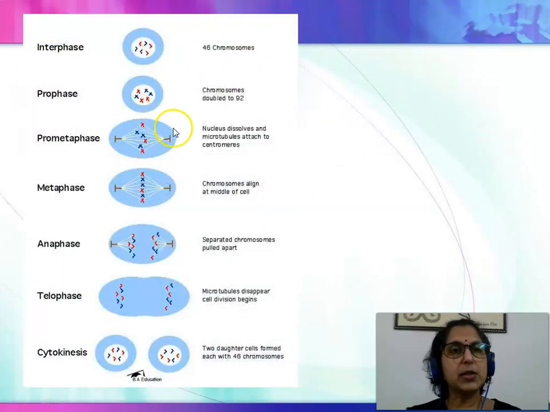What we see here is the prometaphase stage. The nuclear membrane and nucleolus have disappeared, and the microtubules are responsible for these chromosomes to lie in the equatorial plane and also to attach these chromosomes to the centromeres. This is the prometaphase stage.